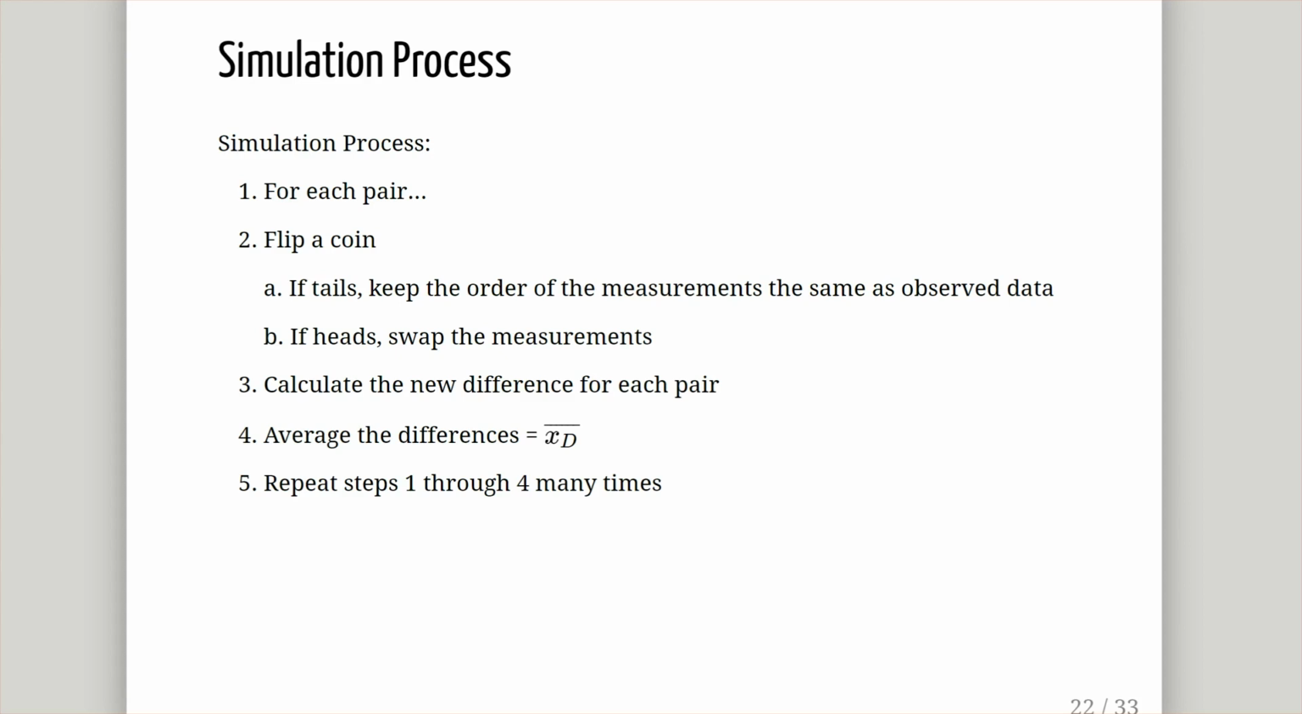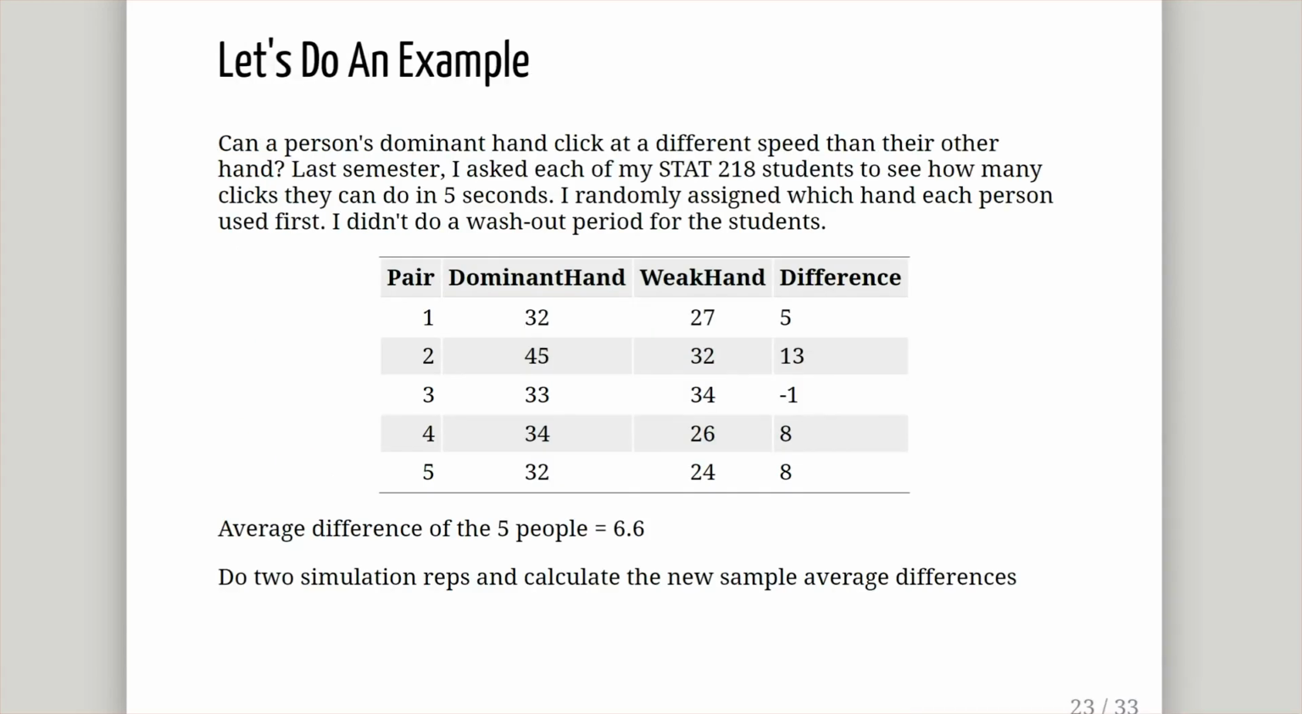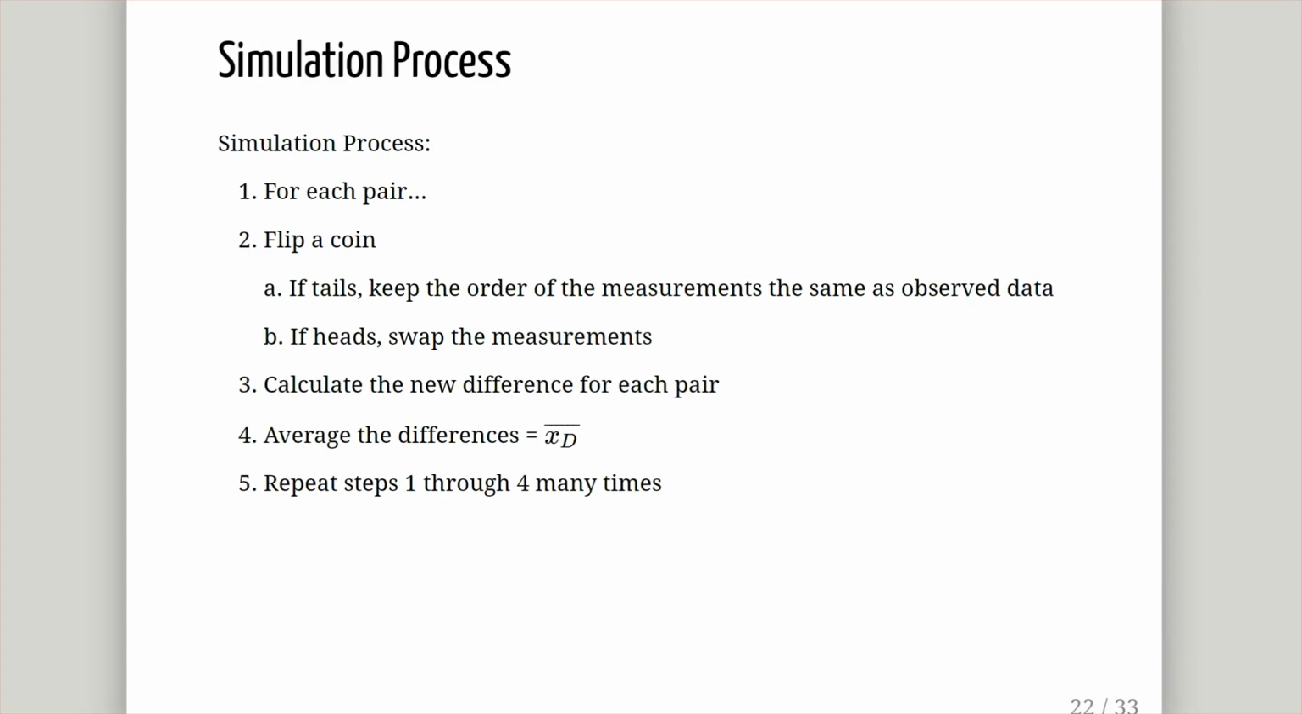We would calculate the new difference after swapping or staying. And we'll do that for each pair. We'll average out the differences in our quote-unquote new sample of data. And then we'll repeat steps 1 through 4 many times. In class, we've done 1,000 times, 500 times, or any amount of times that you would like.